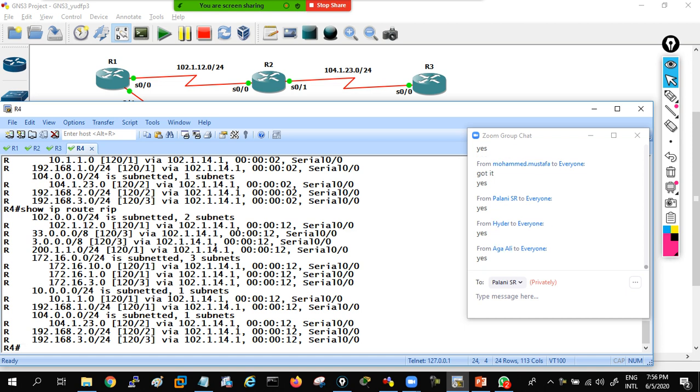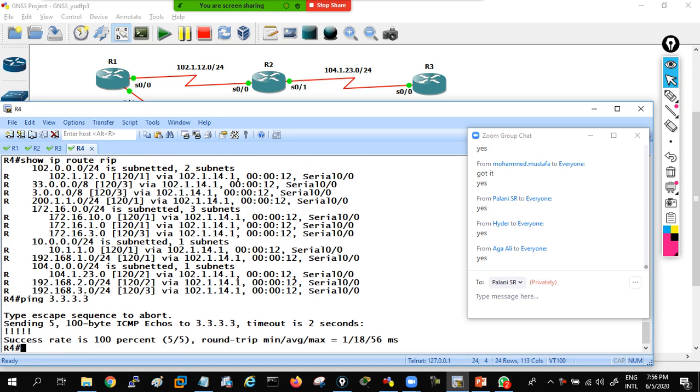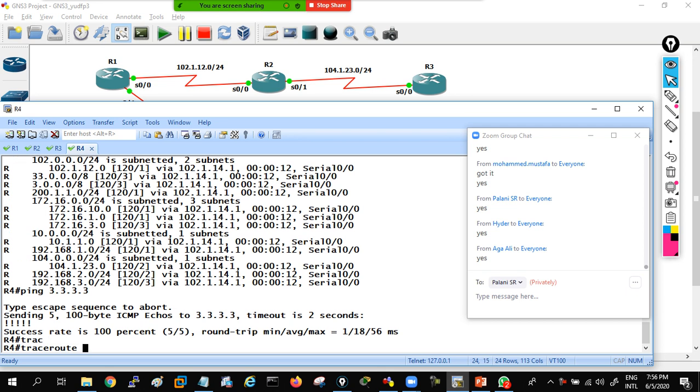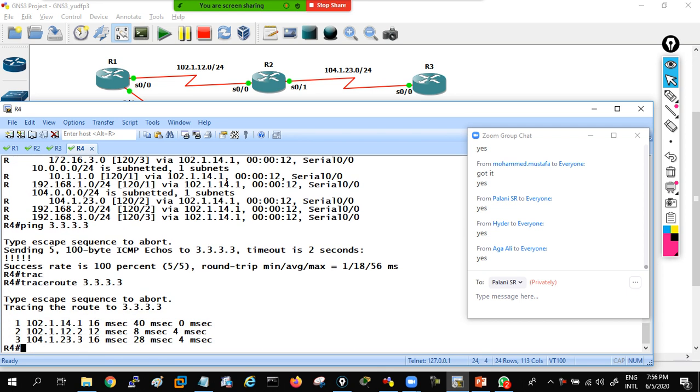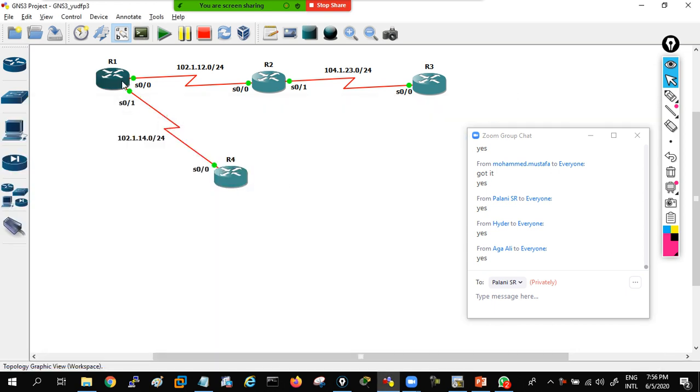If you make any changes, those are the periodic updates, guys. In case you add any new networks, they immediately go out as incremental updates. Also, Palani, now I can talk to anyone. Let's see, I can reach 3.3.3.3. There you go. If you want to see the traceroute for 3.3.3.3 from router 4, it's going to 1, then 2, then 3. That's what it's showing.